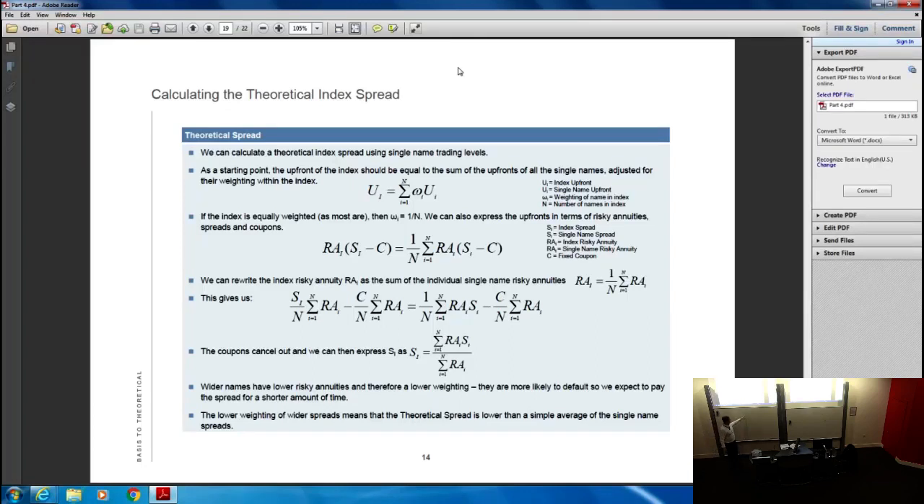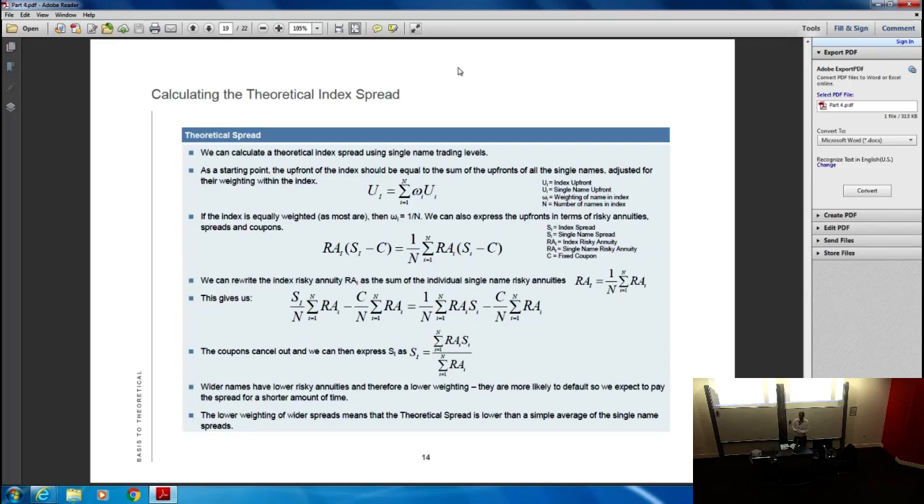So that basically means that the higher spread names in the portfolio are effectively being weighted by less, right? As spreads start to go up, you actually give less weight to those individual names in the underlying portfolio. So it's not an equal weighted sum. If you did an equal weighted sum, you would probably come out with a number that gave too much weight to some of the higher spread names. Actually, what you're doing is weighting each name by its risky annuity.